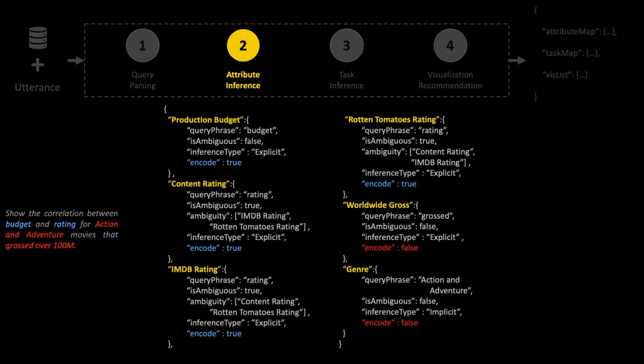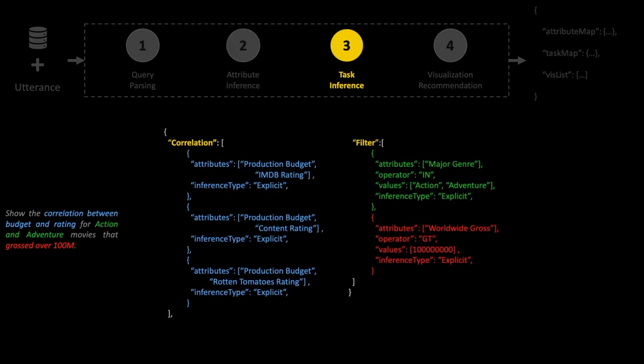Finally, the toolkit also identifies which attributes are actually encoded in the visualization. NL4DV does not encode attributes that are part of a filter task, which could otherwise bloat up the number of visualization encodings. Using the dependencies identified earlier, the toolkit populates what we call a task map that tells which analytic tasks are being requested as part of the query. In our example, two types of tasks are detected, correlation and filter.